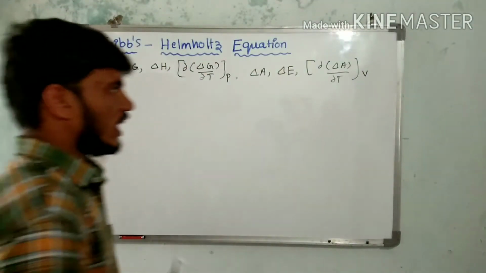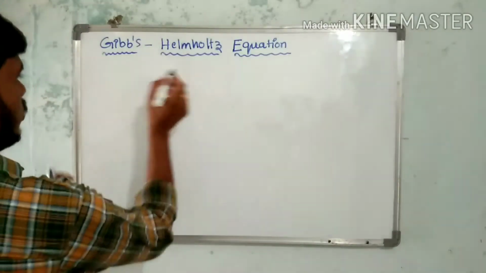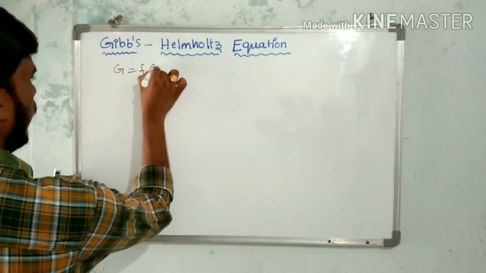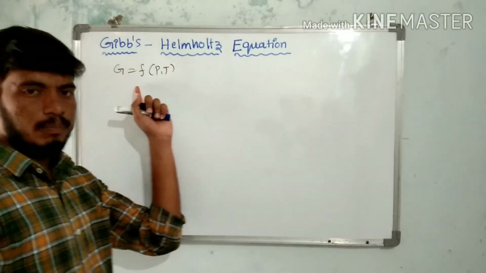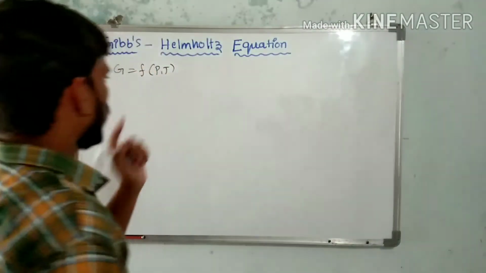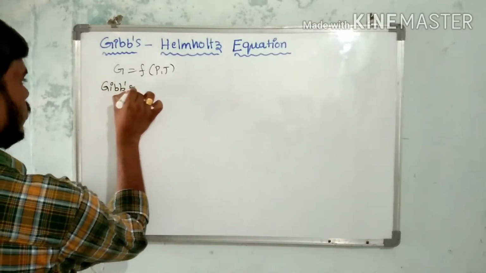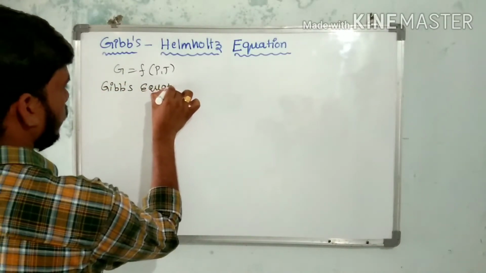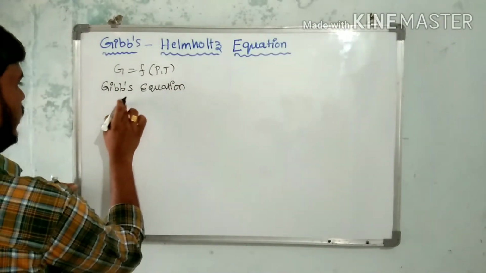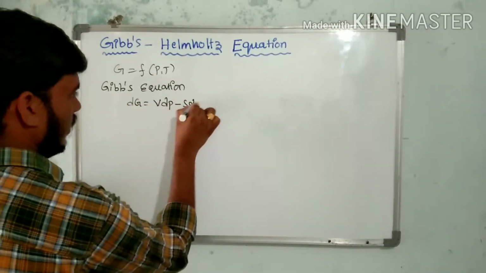Now first of all, how to derive the Gibbs-Helmholtz equation? Gibbs free energy is a function of pressure and temperature. The Gibbs-Helmholtz equation depends on the temperature at constant pressure. You know that in my previous class I explained the Gibbs equation: dG is equal to VdP minus SdT.